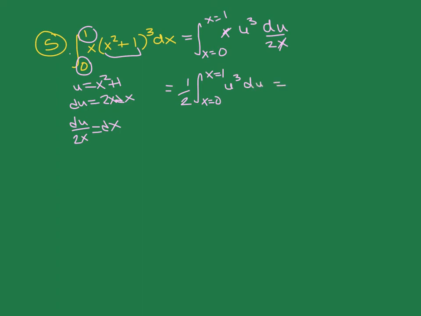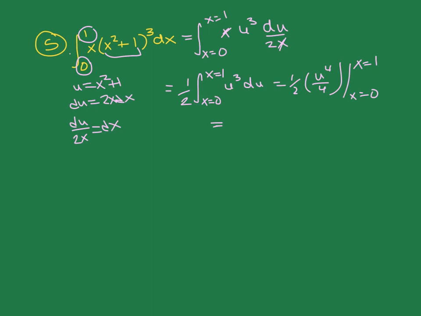Now, we're going to go ahead and work this out. We get u to the 4th over 4. Now, keep in mind, these are x values. Please do not plug them into the u that you have. If you plug them into the u, you're going to get the wrong answer. So you must change the u back to something in terms of x's before you actually do any of the substituting back in.